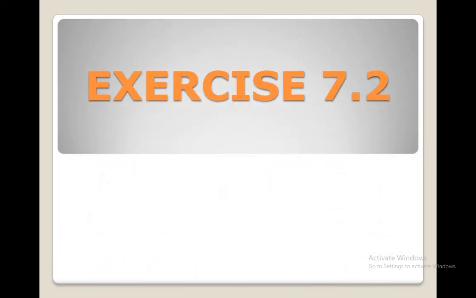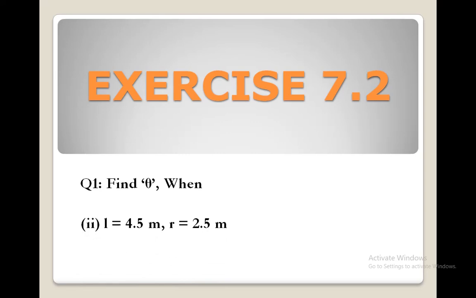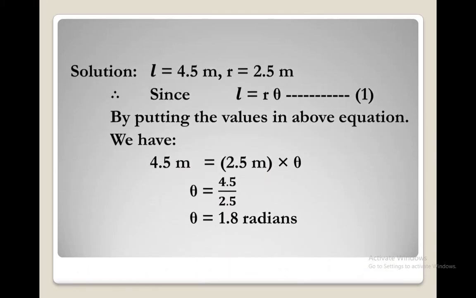So let's go ahead towards exercise 7.2. Question number 1. Statement says find theta when we are given l is equal to 4.5 meter and r is equal to 2.5 meter. Starting our solution, as given values are l is equal to 4.5 meter, r is equal to 2.5 meter. Just now we derived the rule that l is equal to r theta.